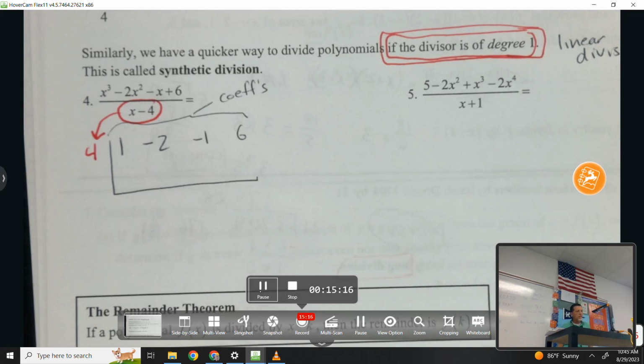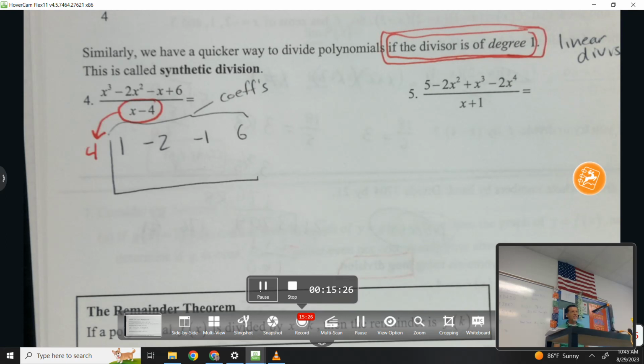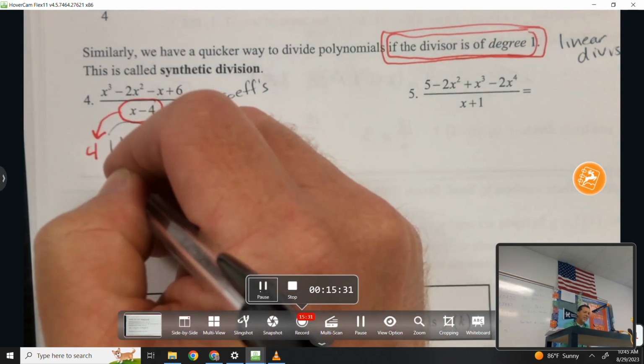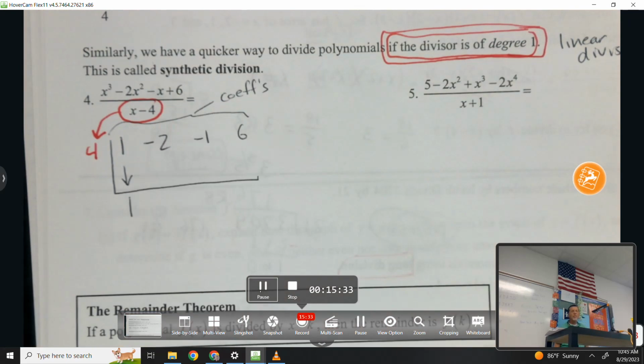Do you remember what comes next? Probably the next step is the most missed step. People forget how to get the thing started. It's not 0. You just bring down the 1. Just drop down the 1. Now, do you remember what to do from there?